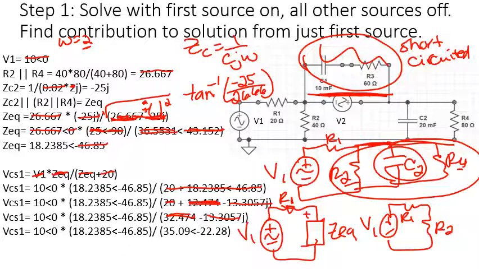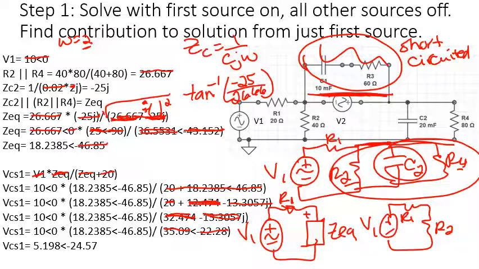so I can divide. Again, calculate the magnitude, square root of 32.474 squared, plus negative 13.3057 squared will get me 13.059 as a magnitude. Phase angle from doing the inverse tangent of negative 13.3057 divided by 32.474 gets me negative 22.28 degrees.